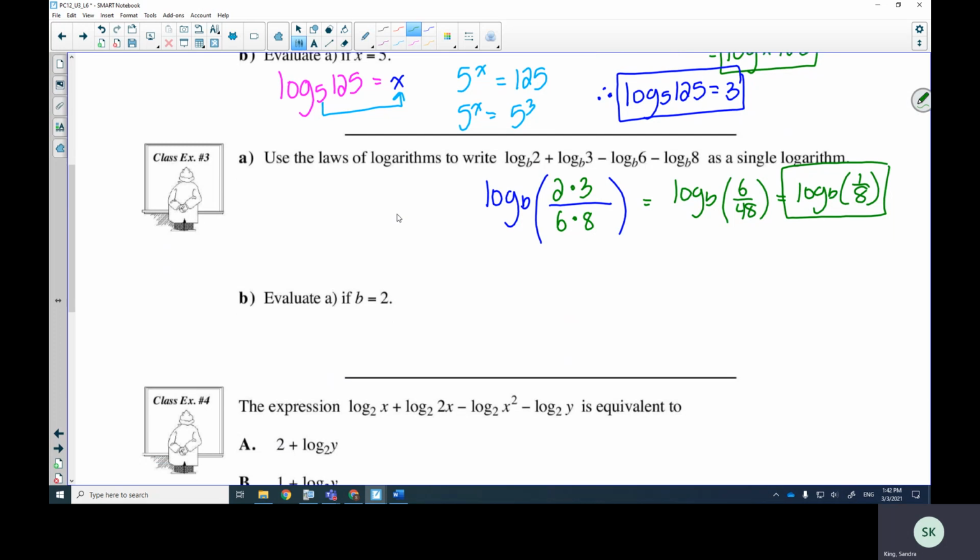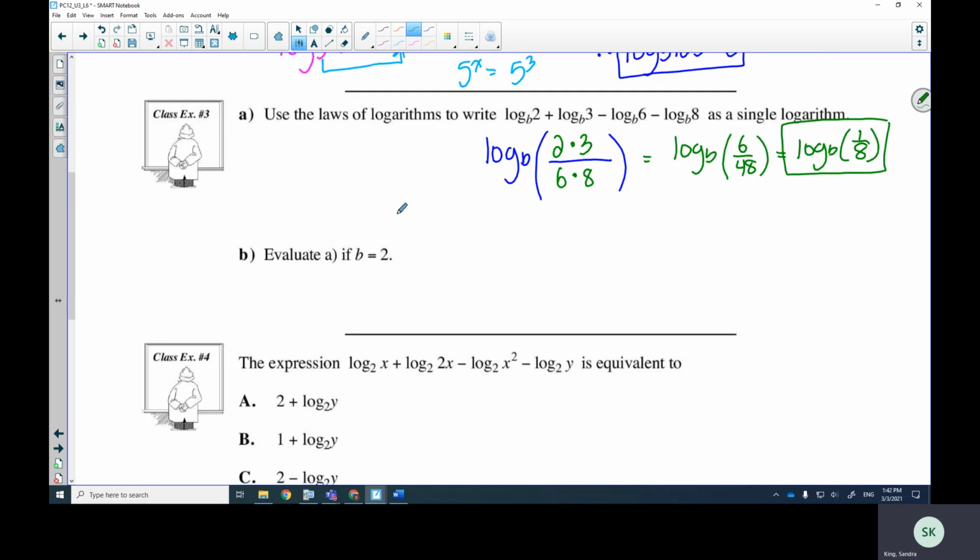Okay, now let's evaluate if b is equal to 2. So let's rewrite that, take out the b, and replace it with a 2. So log base 2 of 1/8. I'm going to let that equal x. 2 to the power of x is equal to 1 over 8. 2 to the power of x is equal to 1 over 2 to the power of 3.